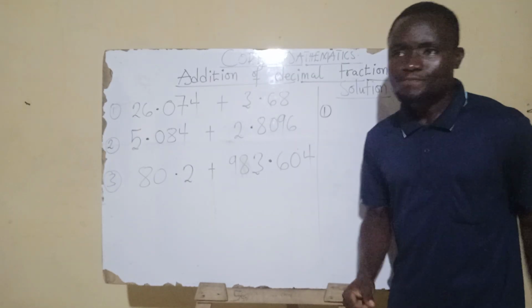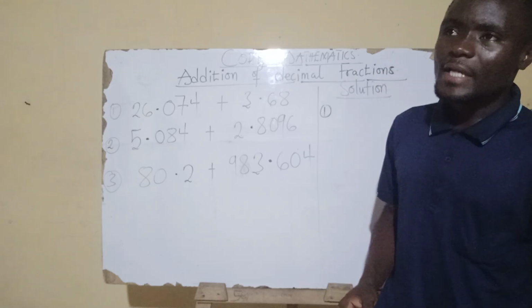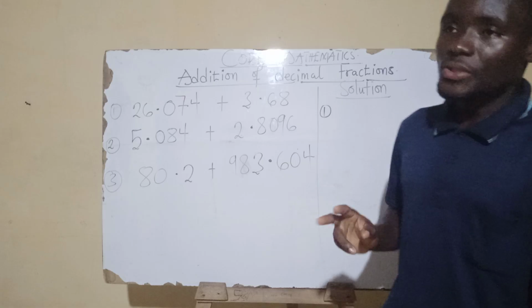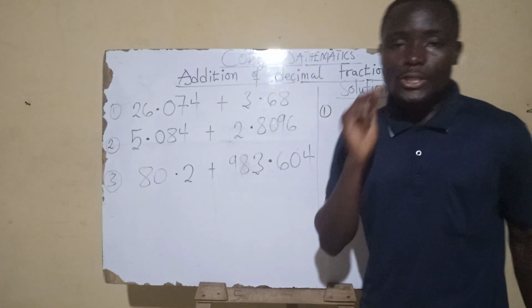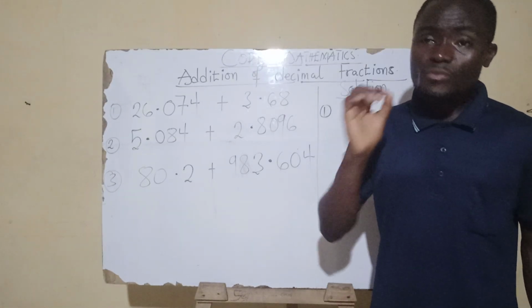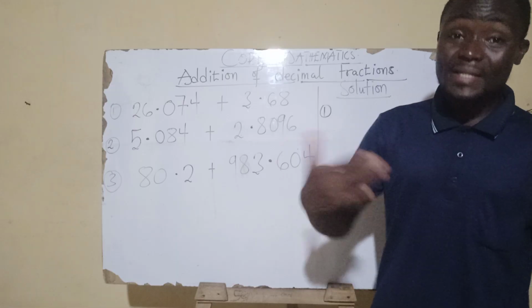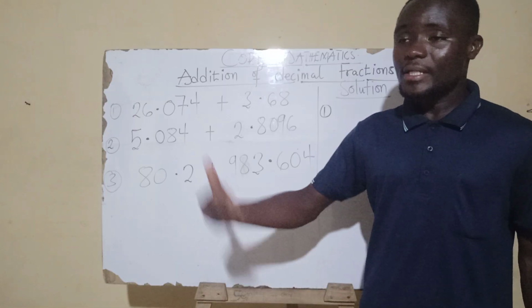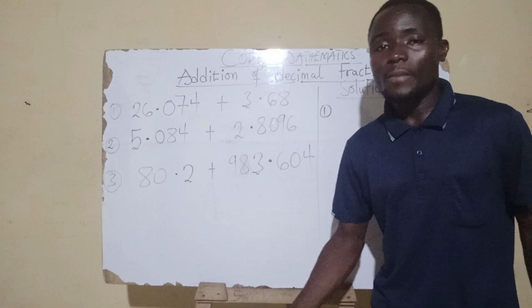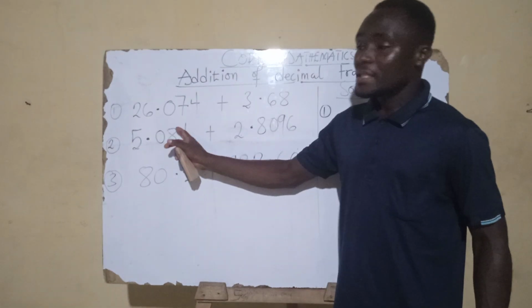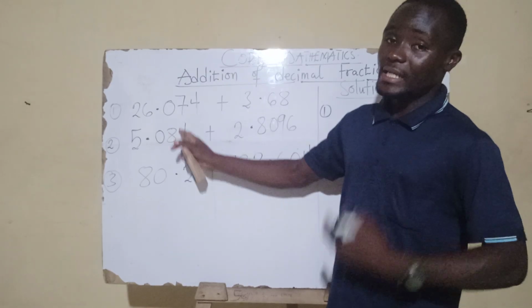But before that, have it in mind that anytime you are asked to add any two decimal fractions, in the first place you have to make sure that the decimal places are the same. Now, when we say decimal places, we are referring to the number of digits behind the decimal point. Are you with me?